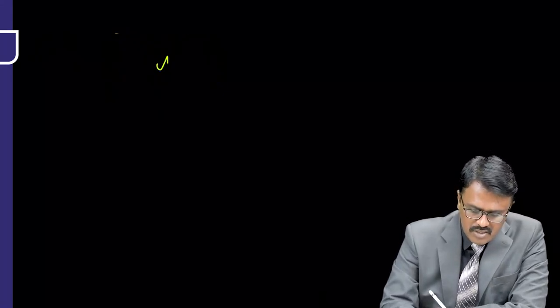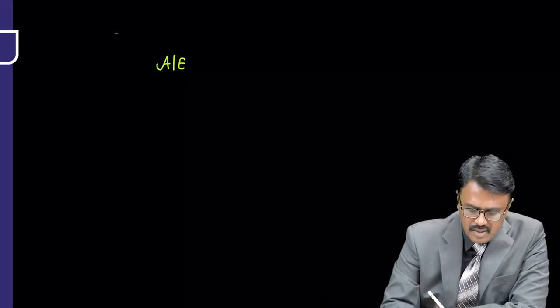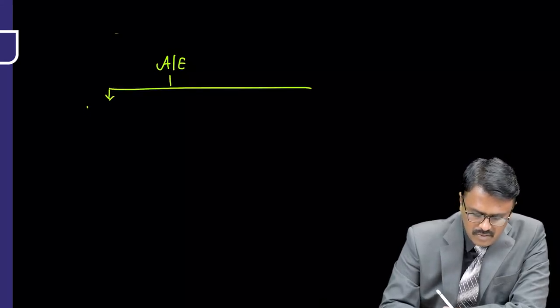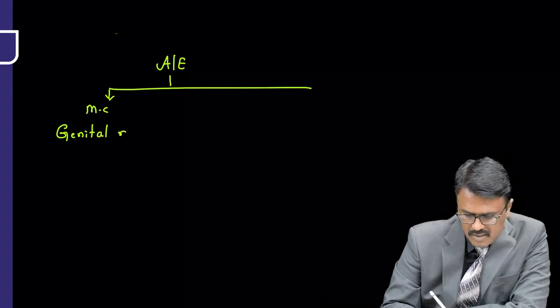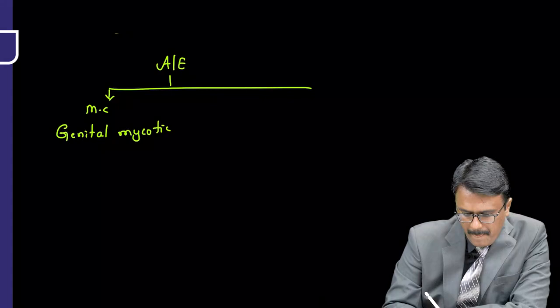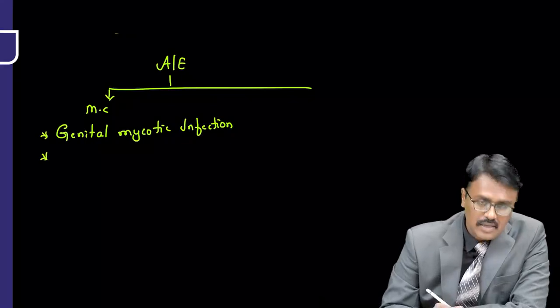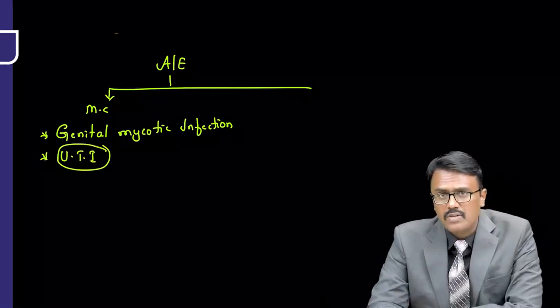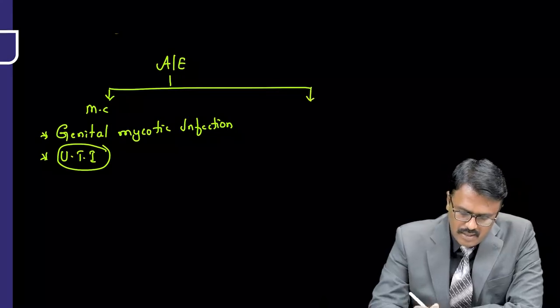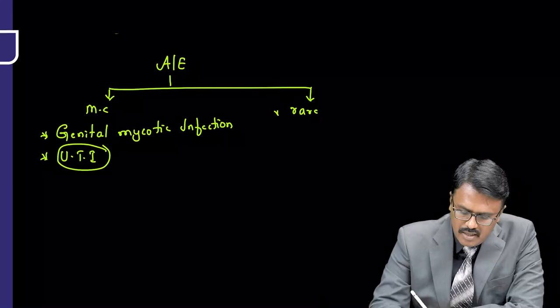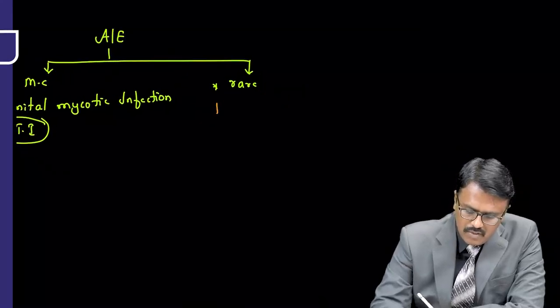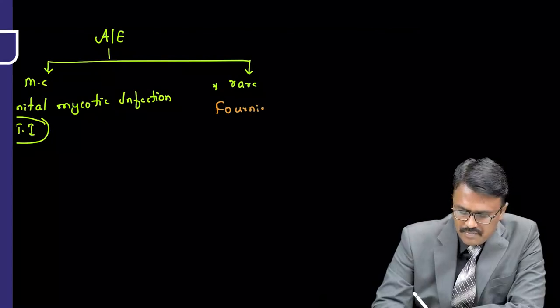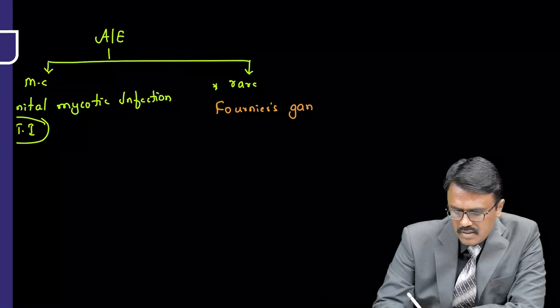And let me repeat again, what is the adverse effect of these drugs? The adverse effect, which is most common, what we see is the genital mycotic infection, that is the candidiasis. Second, UTI. So this is again a common question. Which diabetic drug causes UTI? It's a common question. The other rare adverse effect is they can produce a gangrene called Fournier's gangrene.